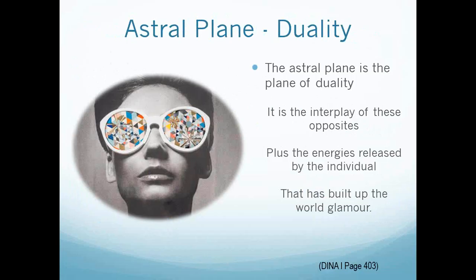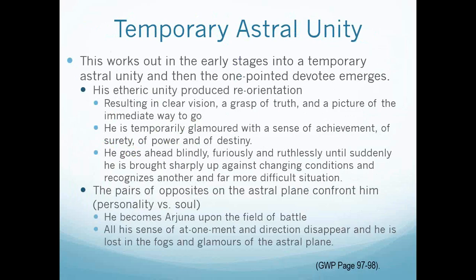As we know, the astral plane is the primary plane of duality. It's the interplay of these opposites, plus the energies released by the individual, that has built up this world glamour that's a problem for so many people. This all works out in the early stages into a temporary astral unity, and then the one-pointed devotee emerges.